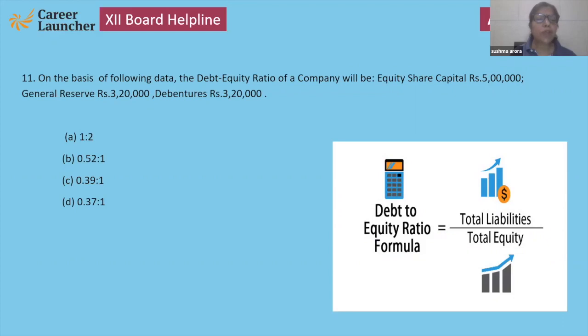On the basis of the following data, the debt equity ratio of a company will be: equity share capital, general reserve, and debentures given. Just now I gave you one formula, debt upon equity. So 3,20,000 upon equity, meaning equity share capital and general reserve. So 3,20,000 upon 8,20,000. Your answer will be 0.39:1.